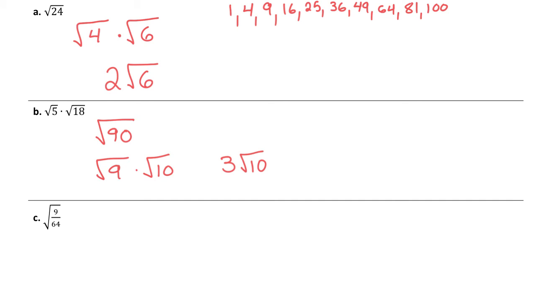At the bottom here, I can rewrite this fraction as a fraction with 2 square roots. Both of these numbers are perfect squares, so this becomes simplified. 3 over 8, and that is completely simplified. So, simplifying an expression using properties of square roots.